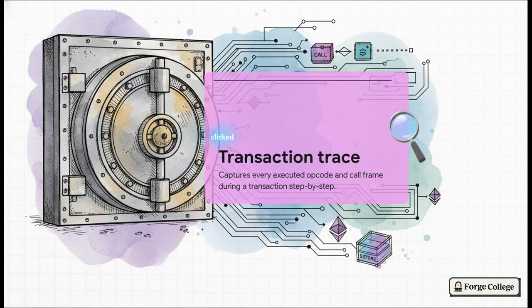Think of a transaction trace as your absolute best microscopic security camera footage. It doesn't just show the thief walking into the bank, right? It shows every single footstep, the exact angle they turned the vault dial, and the precise millisecond that lock clicked open. In Ethereum terms, this trace captures every executed opcode, things like your calls and SSTOREs, and every single call frame during a transaction.